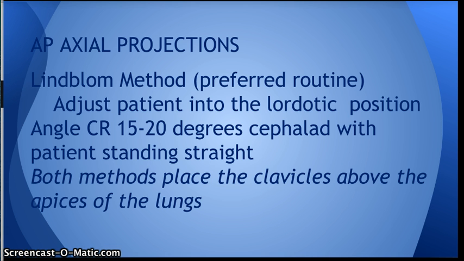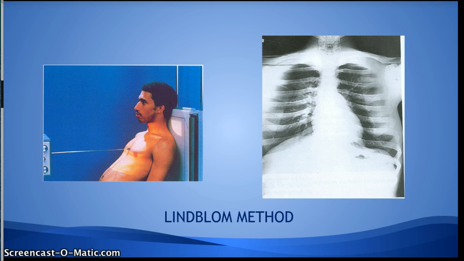In case the patient has longer lungs, you may have to have it a little bit higher or lower, again depending on your patient's body habitus, because you want to make sure that you do include the entire lung fields on your image. Both methods place the clavicles above the apices of the lungs that are normally obscured by the clavicles.